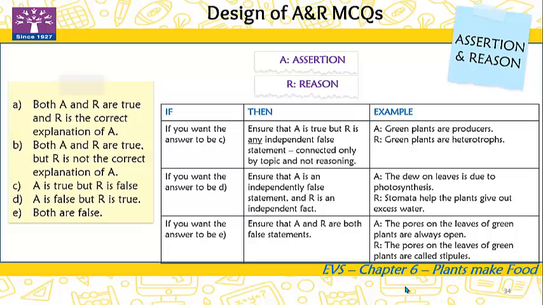Lastly, if this option is available to students and you want both answers to be false, that means assertion and reason are false, ensure that A and R are both false statements. They are incorrect statements. That means if you look at the photosynthesis topic, A: the pores on the leaves of green plants are always open. R: the pores on the leaves of green plants are called stipules. So both are incorrect in their own statement, and hence we have both are false.